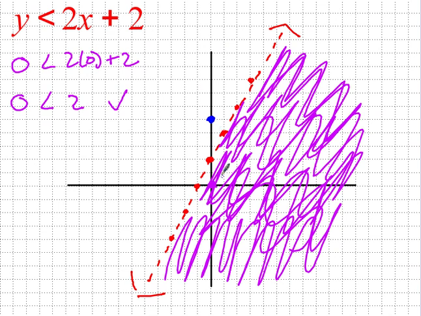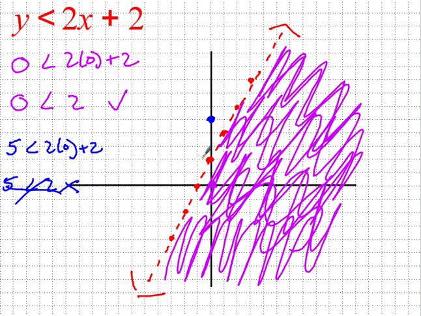So let's test the point 0, 5. So if y is 5 and x is 0, is this going to be a true statement? Would this be a solution to this particular inequality? So I have 5 is less than 2. Is this true? No, it is not true. Therefore, this is not a solution.